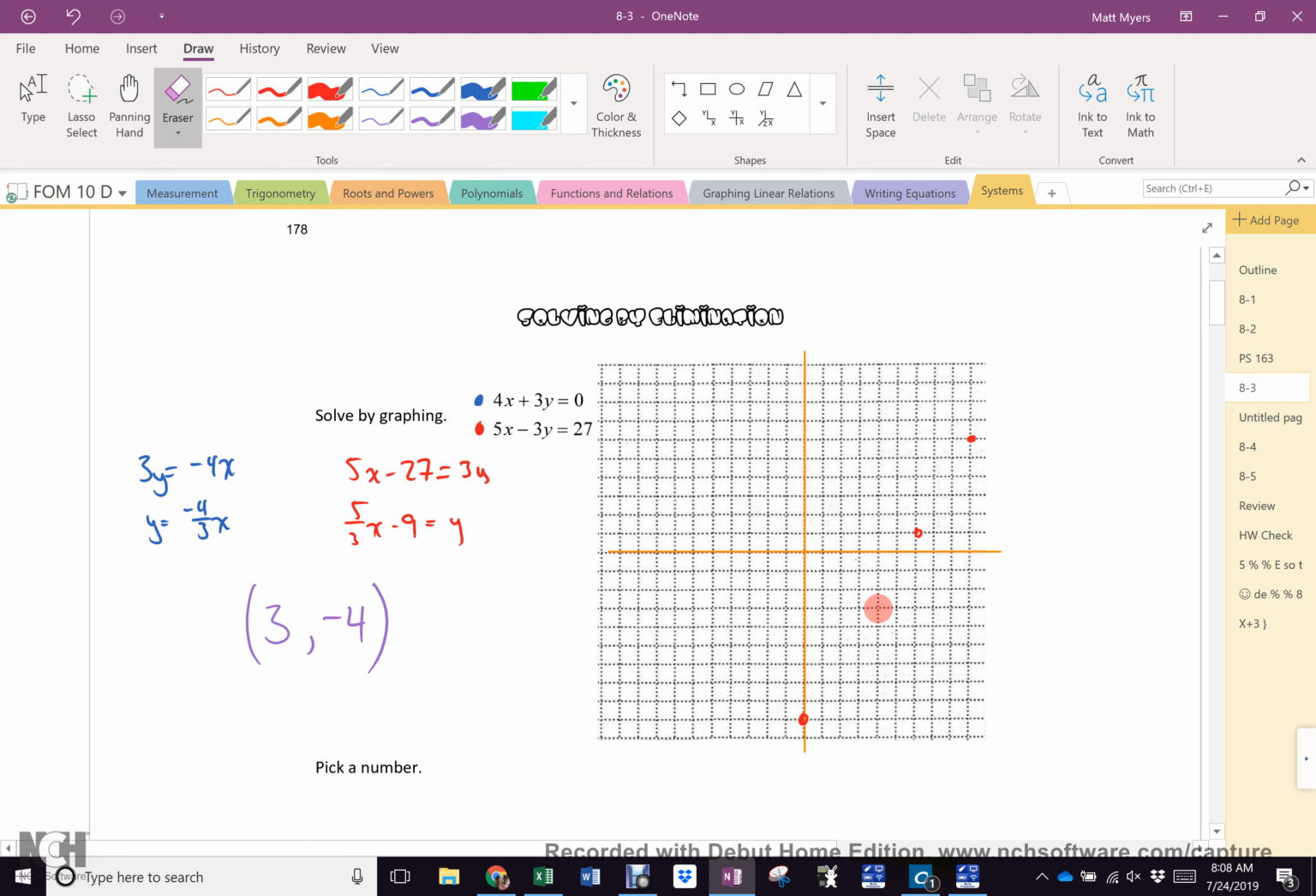Everybody should have a solution by now. And what is it? 3, -4. Absolutely right.